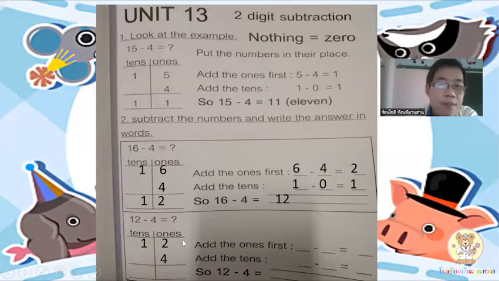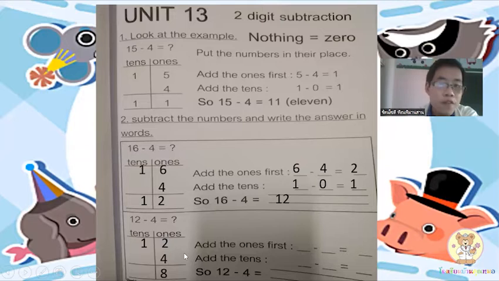Please take a look over here, everybody. You can see that in the ones, 2 minus 4 is impossible, right? Because number 2 is less than number 4. That's why we need to write number 12, not number 2, because number 2 has to borrow the value from the tens. From number 2 it turns into number 12. So we write 12 minus 4, and 12 minus 4 equals 8.